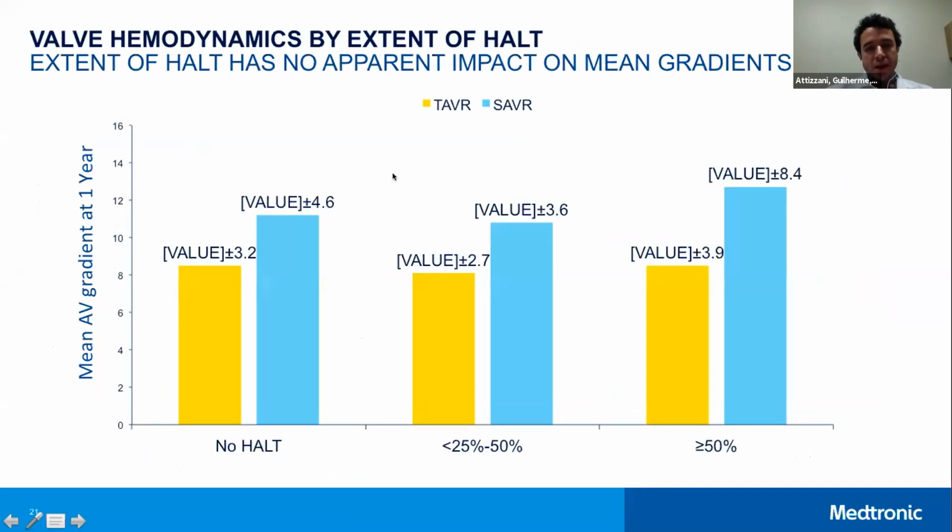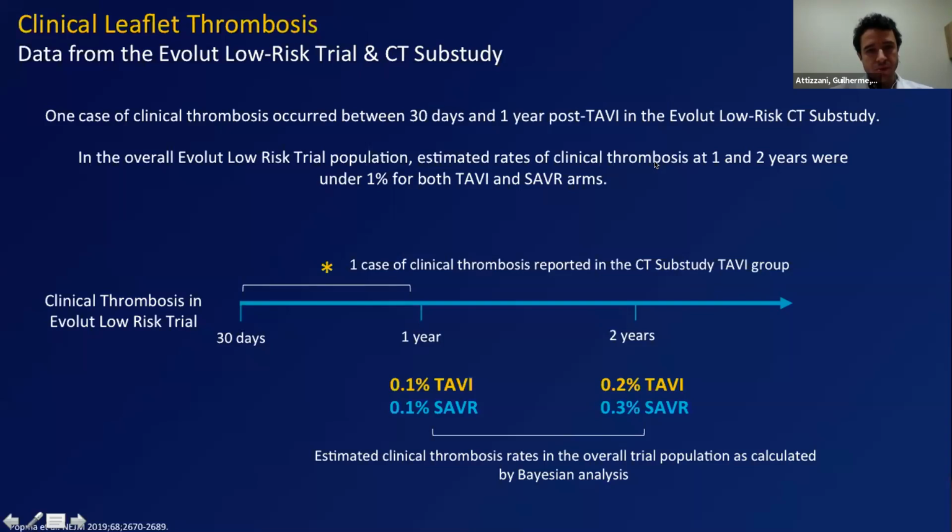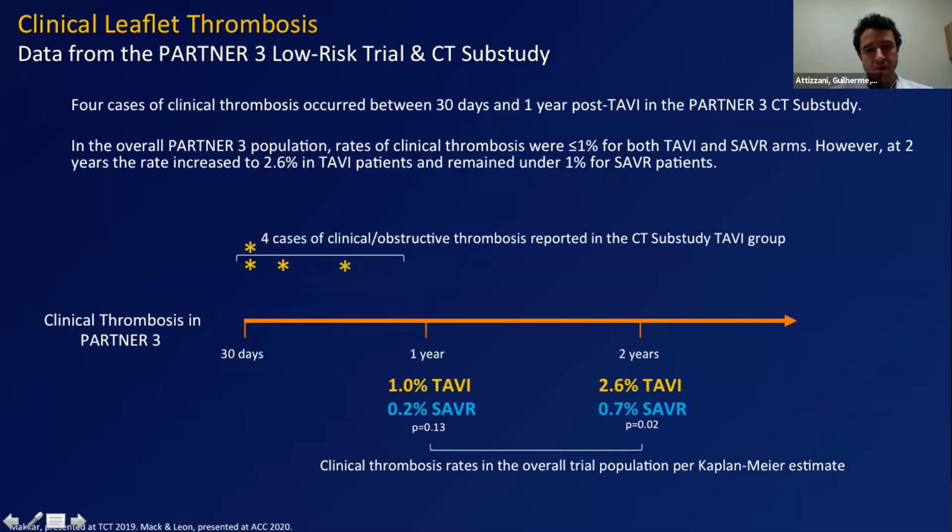I apologize that I don't have the values here, I just have the standard deviations, but the bottom line of this slide is that even though you had some HALT, even when it's greater than 50%, the mean gradients in the EVOLUT valve were basically unchanged despite the fact that the HALT was observed. As you can see, HALT was observed very rarely in these valves. Out of 2 years, 0.2% of the TAVR valves had clinical leaflet thrombosis.